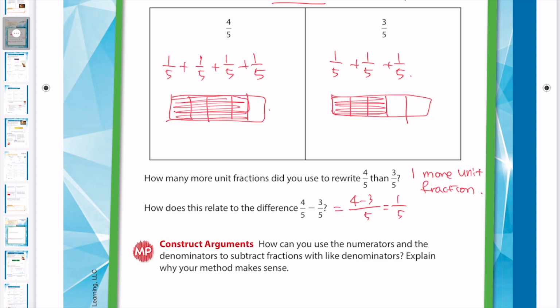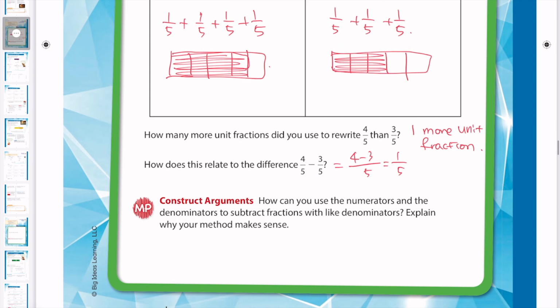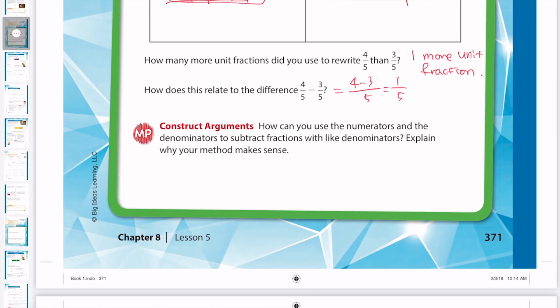So now how can you use the numerators and the denominators to subtract fractions with like denominators, which means same denominators, okay? Explain why your method makes sense. All right, so we subtract the numerators, and the denominator stays the same. The numerators are parts of the same whole, okay? So I can say we can just subtract the numerators.